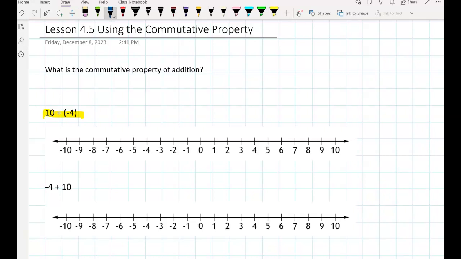We always start at 0, right? Always start at 0. And our first number is 10. So I'm going to go from 0 to 10. All right. Very nice. And now I'm going to add to that negative 4.